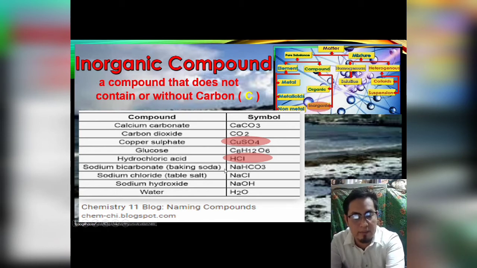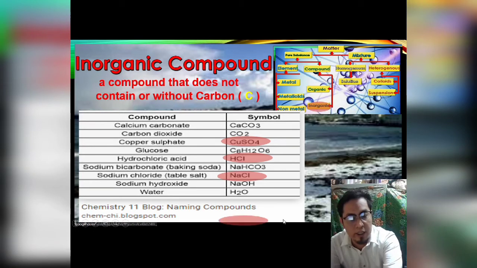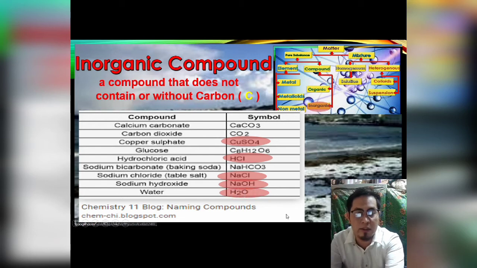Sodium bicarbonate, it does have carbon, so it is considered as organic. Now, sodium chloride, sodium and chlorine do not have carbon, it is considered as inorganic. The same with NaOH, sodium hydroxide, and water.